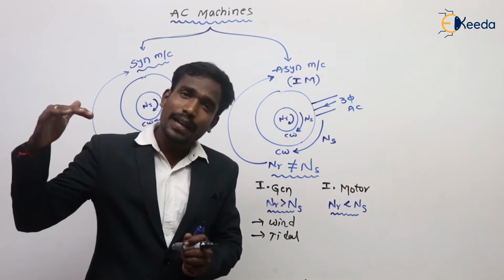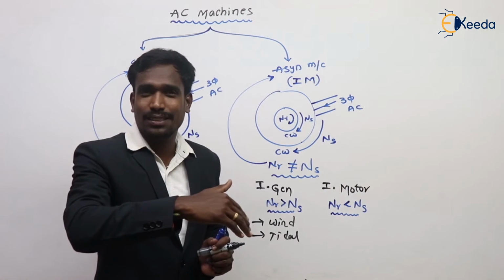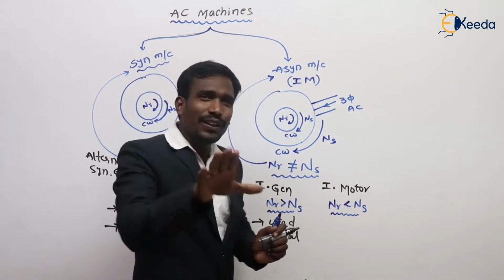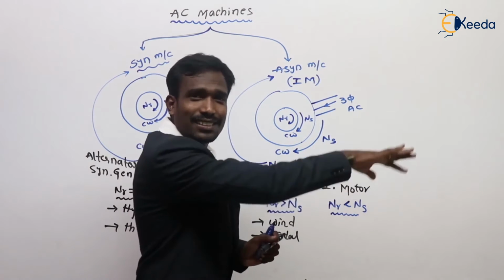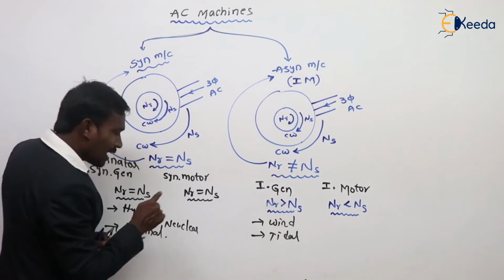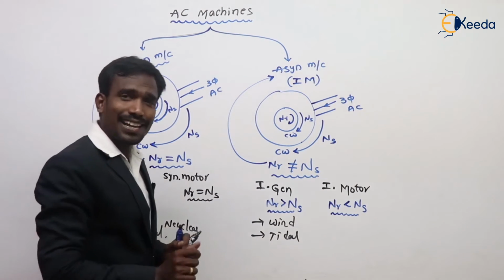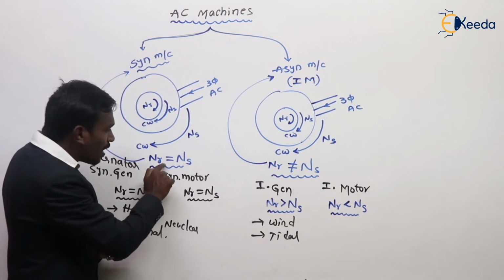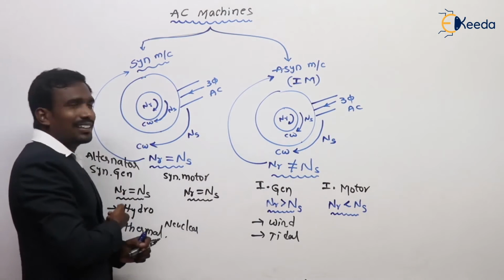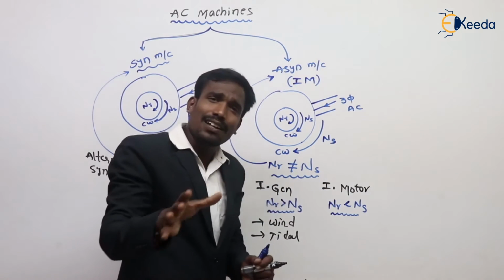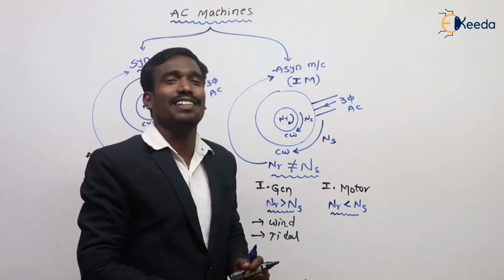Because the speed of the water is constant in a hydropower plant, but the speed of the wind is not constant. The speed of the tides is not constant. But here the speed of the water is constant, and the speed of the steam is constant. If the speed is constant, we should use alternators. If the speed is not constant, we have to use induction generators or DC generators.